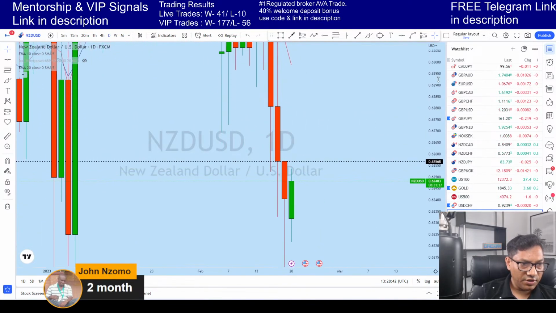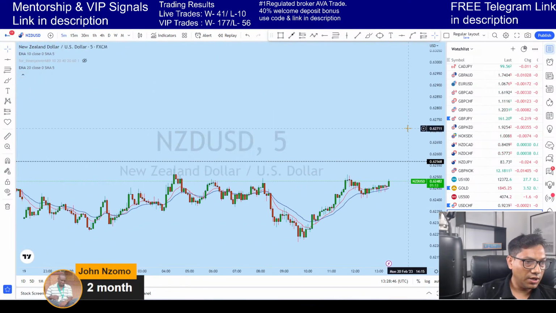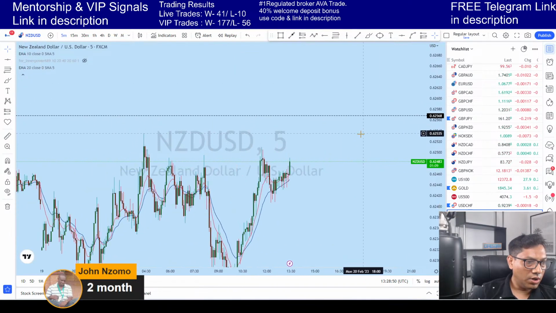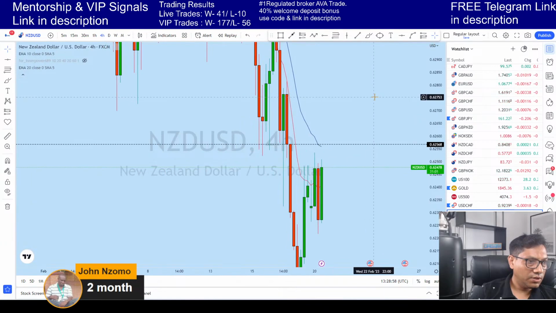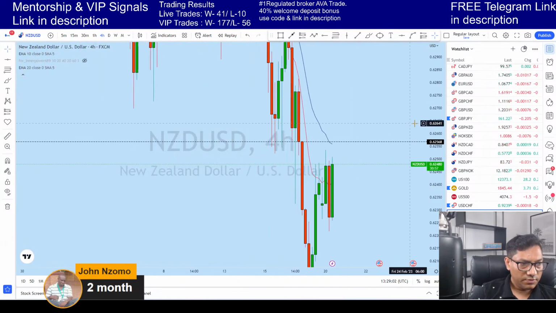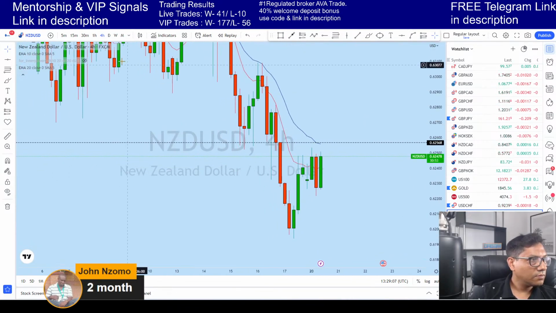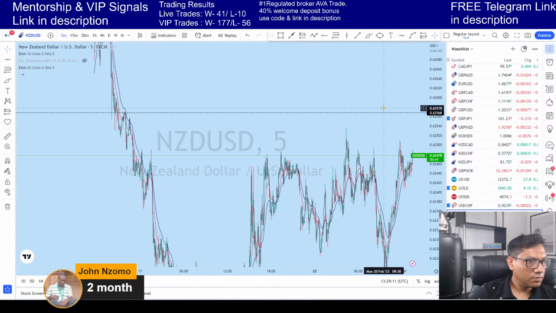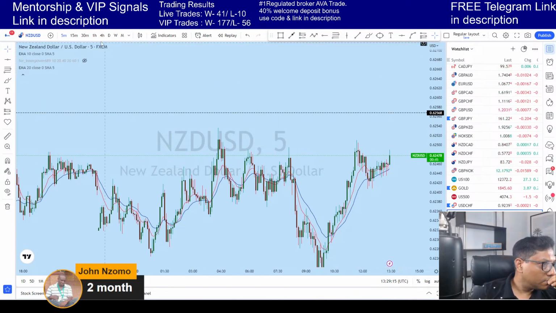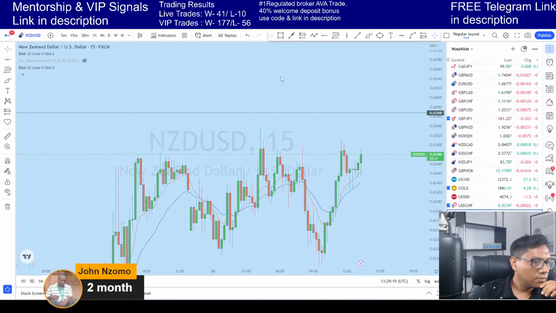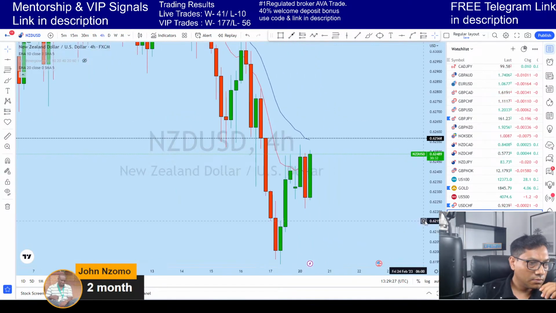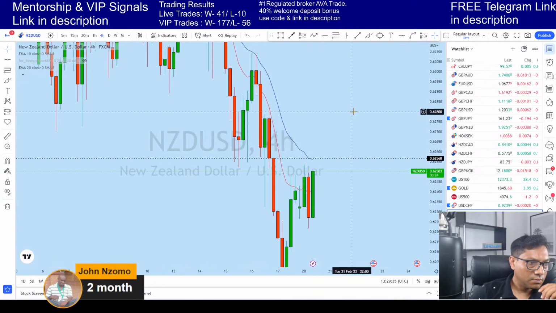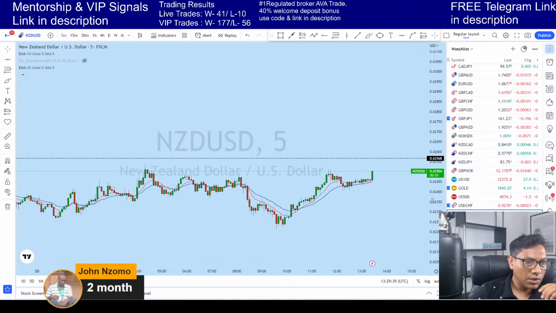So NZD USD, guys, if it is reaching 0.6256, let's keep it on the list. I think that we might see some movement to the upside now on NZD USD, and we could see some selling opportunity in this instrument. If it reaches there, there will be a 4-hour candle close. Let it push up.